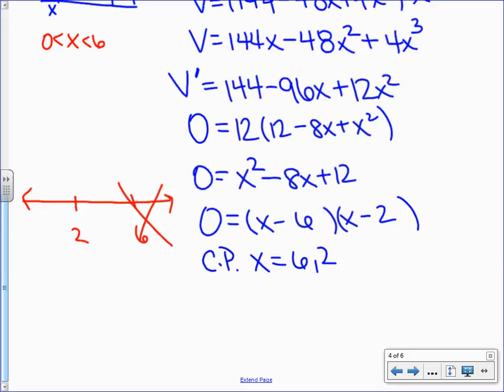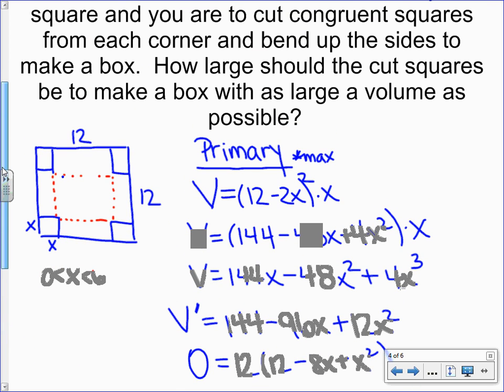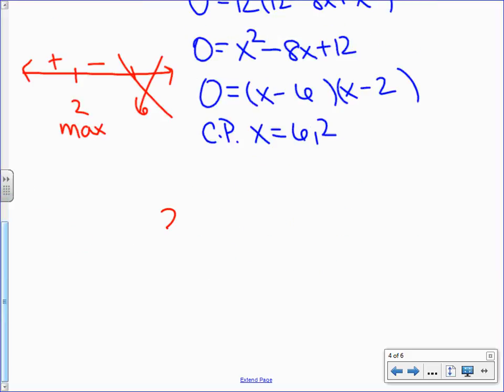We plug in 0, we get positive. We plug in 3, we get negative, obviously. Test it. Okay, so we have a max when x equals 2. So make sure we go back and answer the question. How large should the cut squares be? They should be 2 by 2 inches.